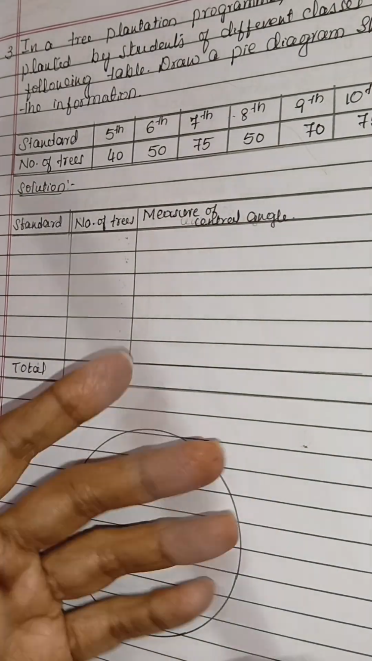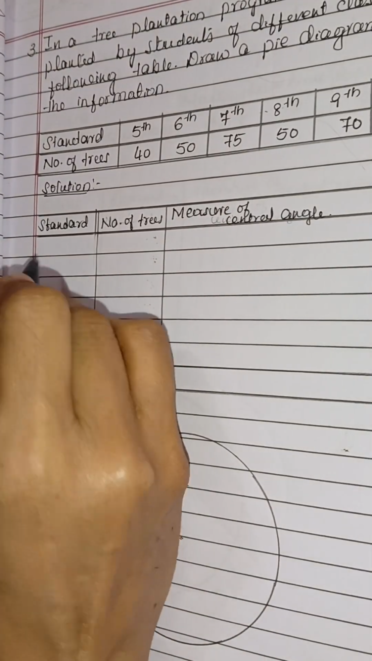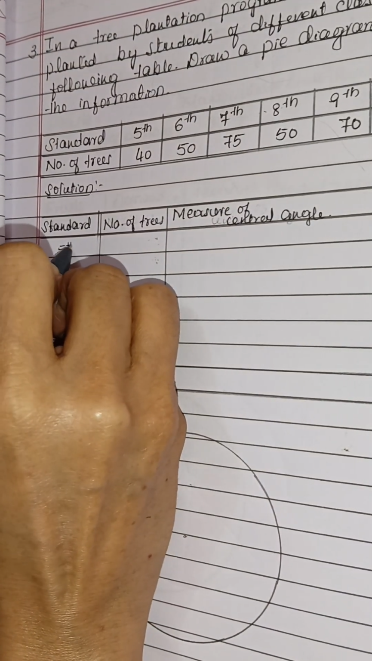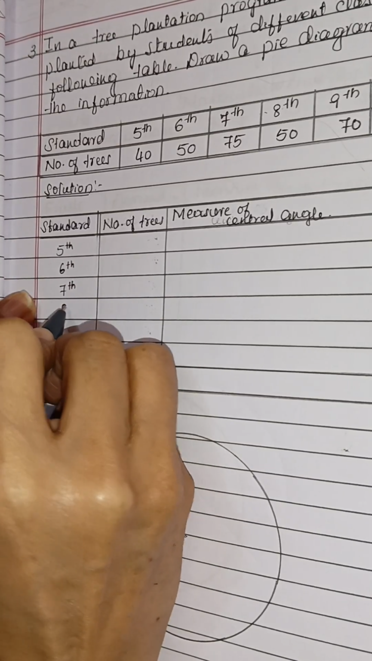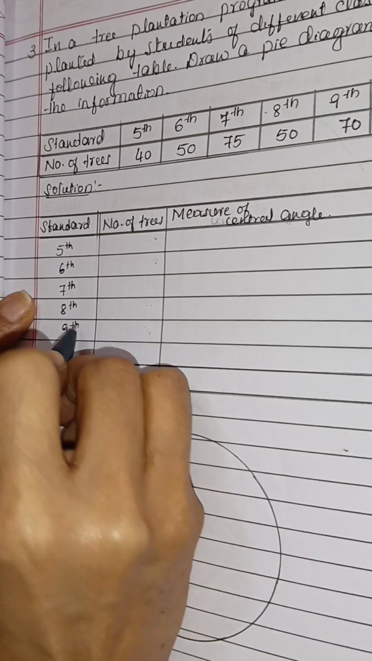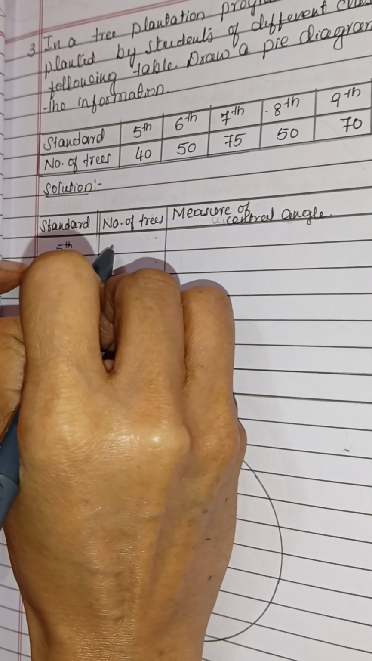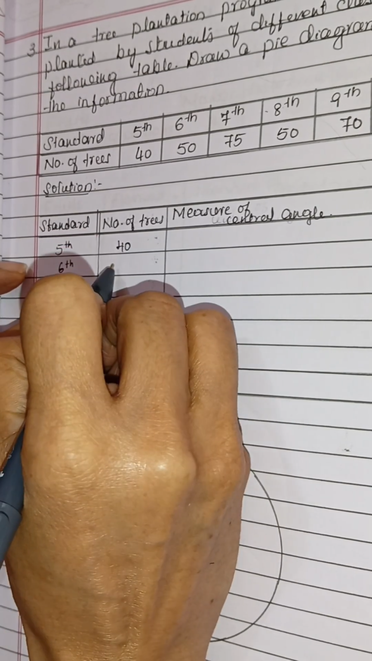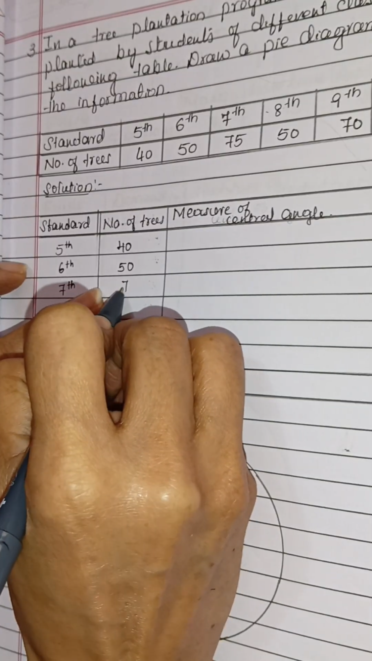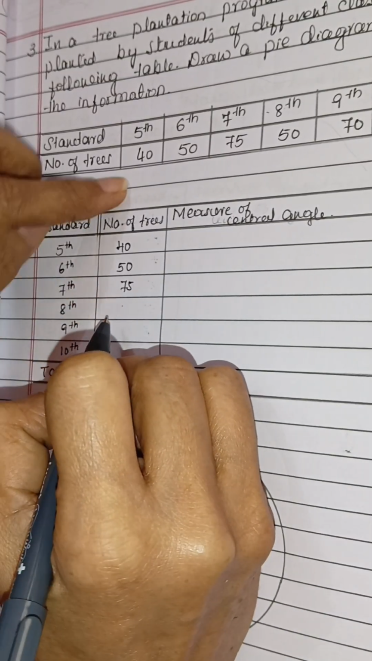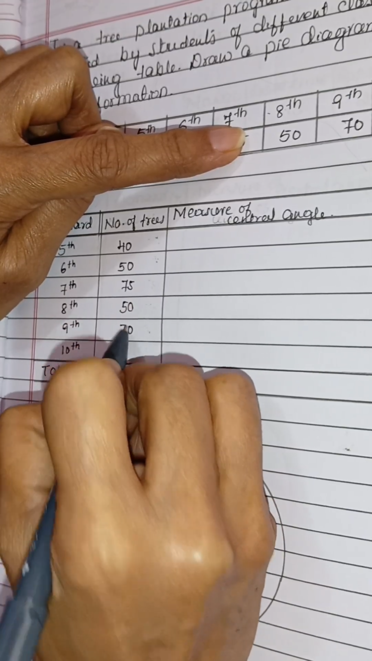So we have to write the given data. This is the class: 5th, 6th, 7th, 8th, 9th, and this is 10th standard students. How many did they plant? 5th standard students planted 40 trees. 6th standard students planted 50, then 75. Okay, 40, 50, 75, then 50, then 70, then 75.